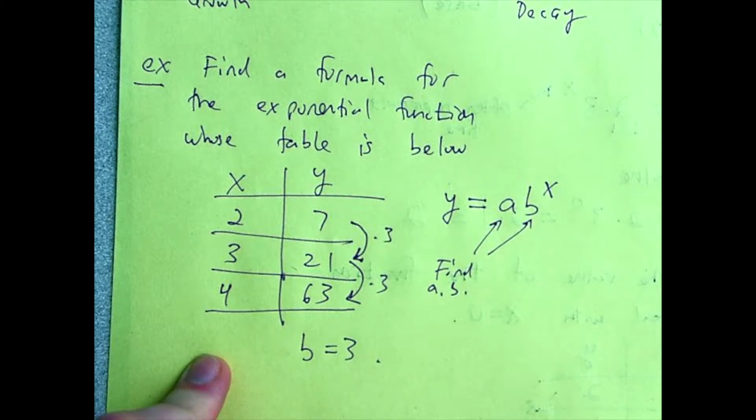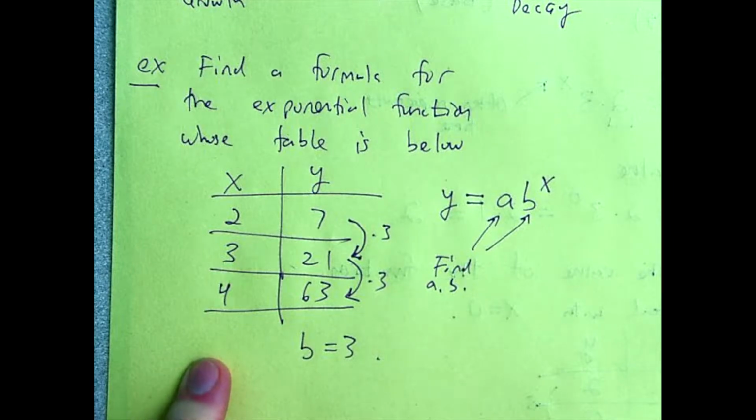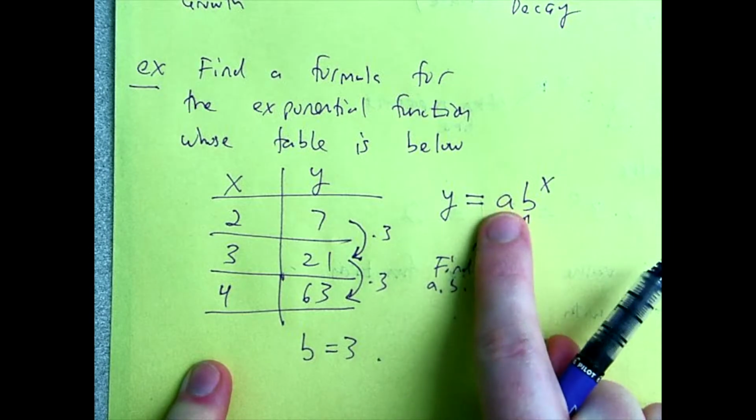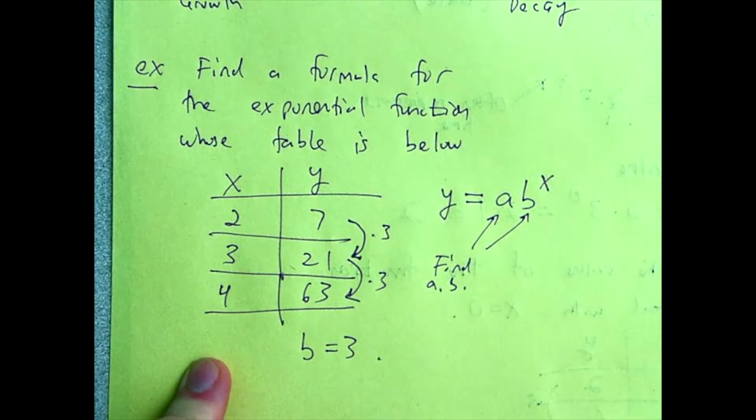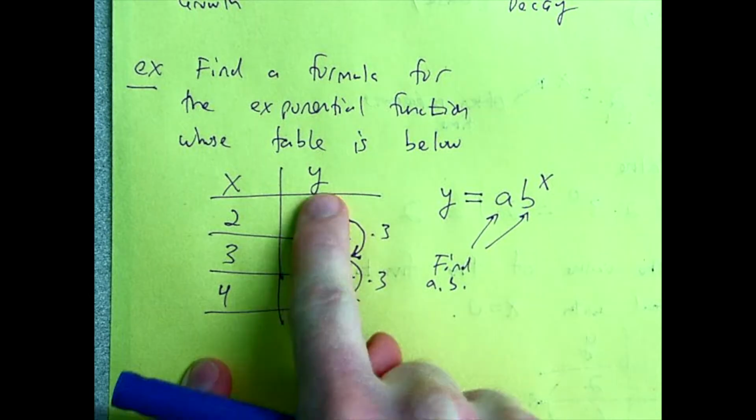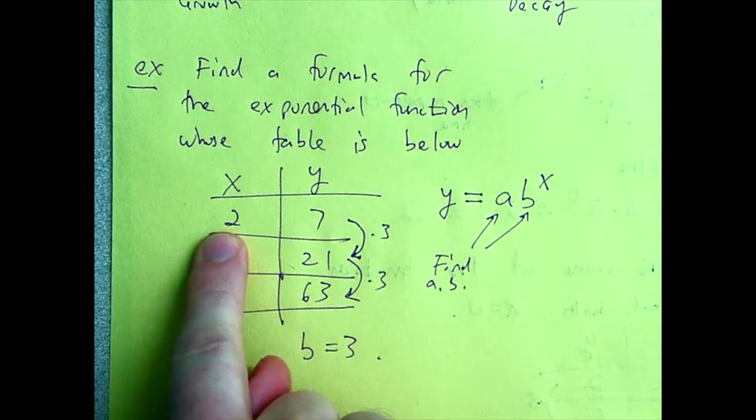On the other hand, what is the value of a, the starting value? It's not totally obvious. That's a little harder to find. Remember that a is the starting value. It is the value associated with x equals 0. Now, we do not have the y value associated with x equals 0, right? But we can find it.